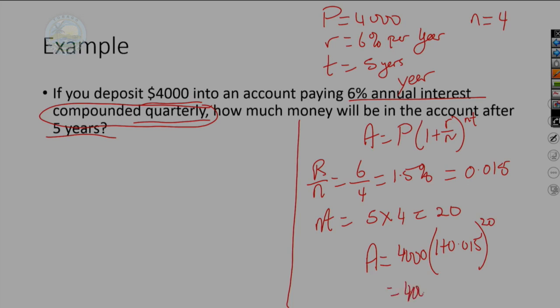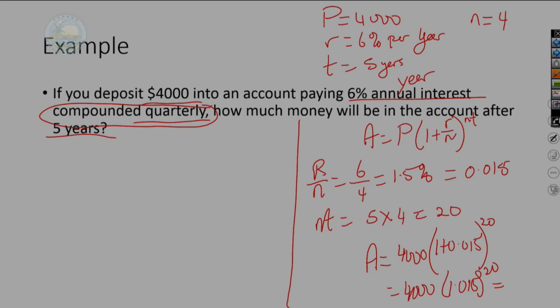That's 4,000 times 1.015 to the power of 20. Pull out our calculators and we work those numbers first. So then it becomes 1.015 to the power of 20. Again, if you're not too sure how to use your calculator properly, you'll work it using BODMAS.